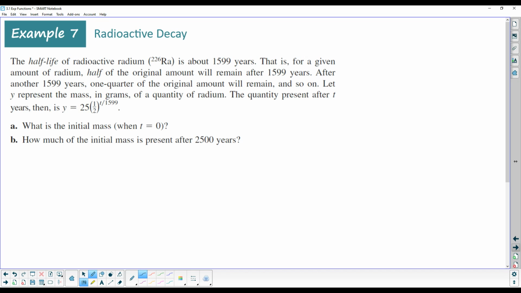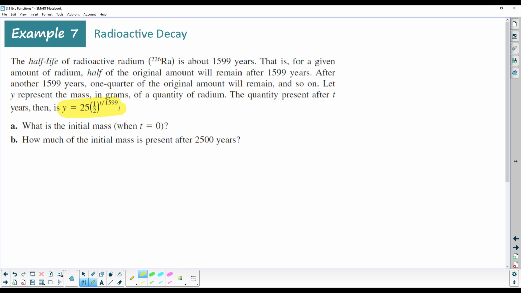Okay, we've got our equation right here. This is about half-life of radioactive radium. It says the half-life is about 1,599 years. So what that means is that if you start with a certain amount of it, after 1,600 years, you only have half of it left. The rest of it has decayed. If you had another 1,599 years, it would be half again. So this is an exponential situation where you're timesing by halves.